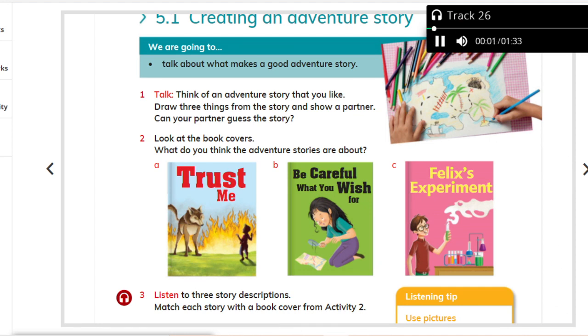Track 26. 1. Layla wants to be a hotshot detective like her dad. She wants to solve crimes and catch the bad guys just like he does. But one day Dad goes out and doesn't come back. Layla must become a real detective to find him. She soon realizes that you must be careful what you wish for.